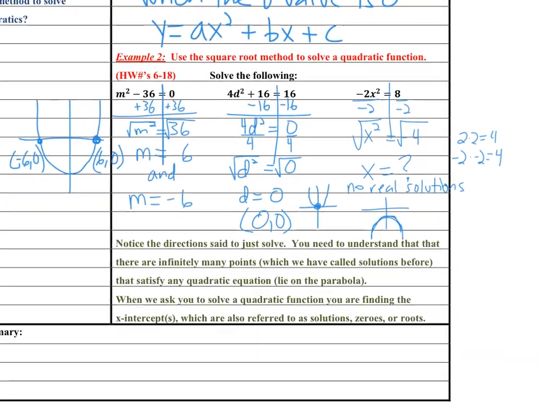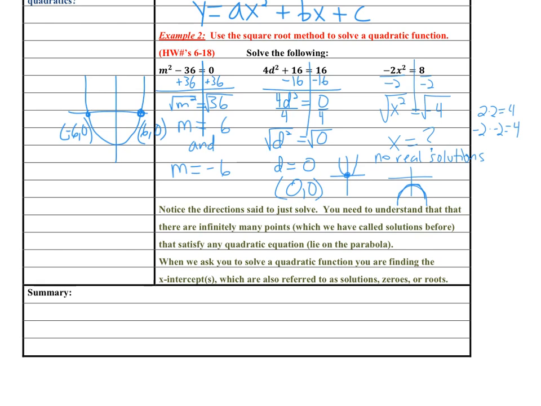So to read our words at the bottom here, it says, notice the directions said just to solve. So we have to understand that there are infinitely many points that can satisfy a quadratic equation. So that's saying there are infinitely many points that would just be on the graph, and those are the ones we see in our table. So I'm putting dots of those. There's tons of them, infinite.